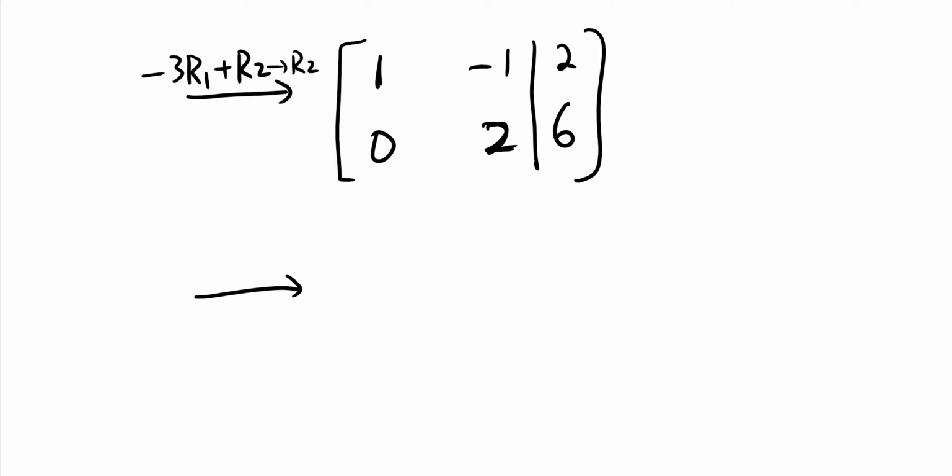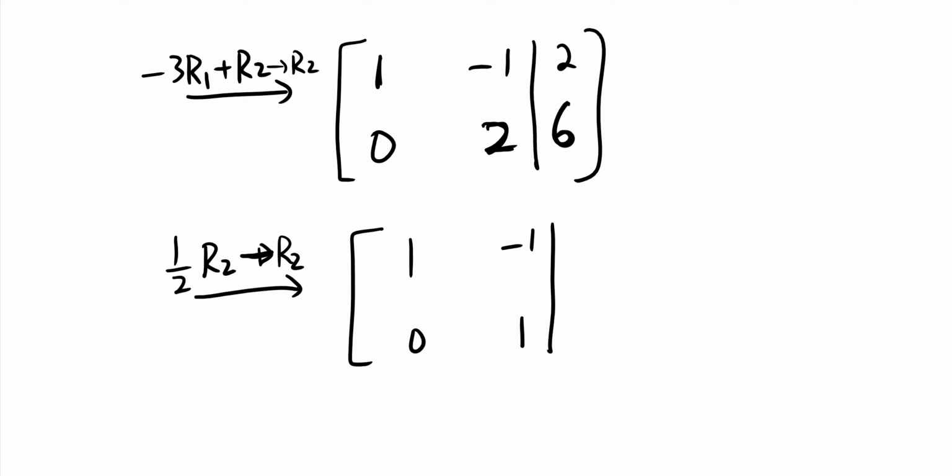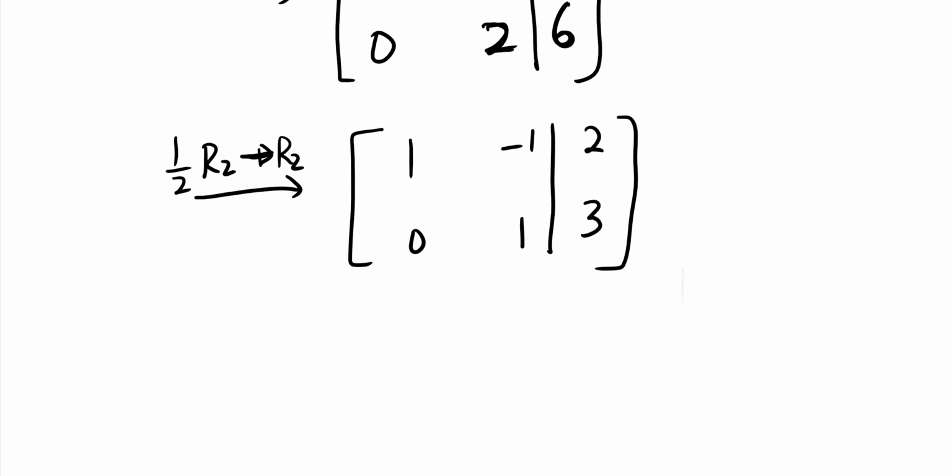As you can see, 2 and 6 are multiples of 2. So the easiest way is to multiply row 2 by 1/2. And then the result will go in row 2. So that's a 1, 0, negative 1, 1, 2, and that's a 3. So row 1 stayed the same, but row 2 becomes half of the previous one.